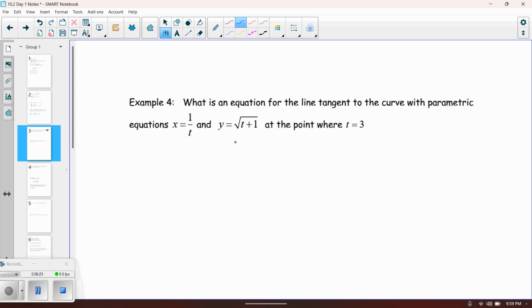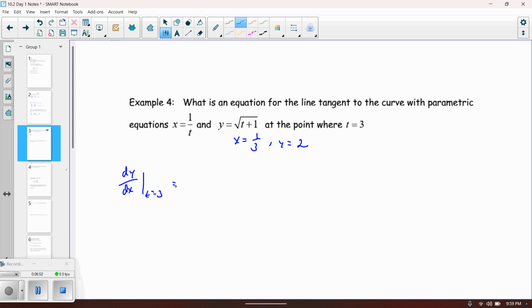So we know that our x value is 1/3, and the y value, plugging in 3, is going to be 2 square root of 4. So let's find the slope. We have x, y, we need slope to write the equation of the tangent line. So dy over dx at t equals 3. The derivative of the y portion.